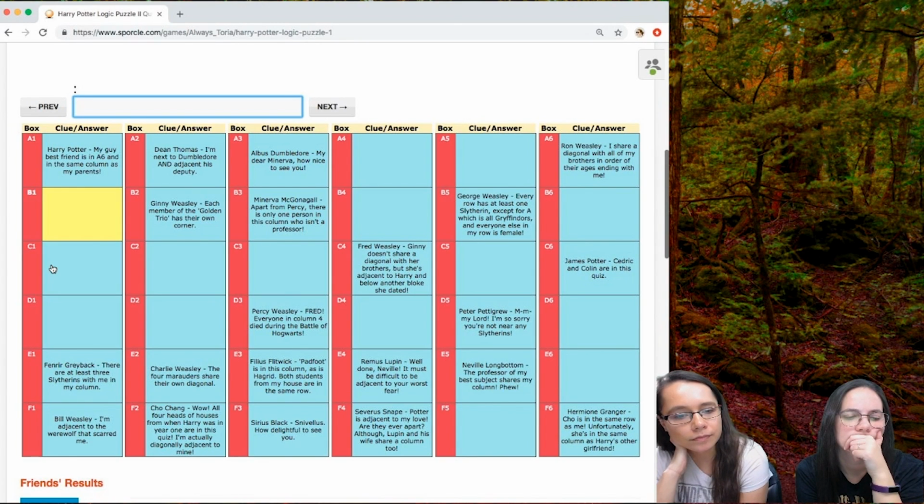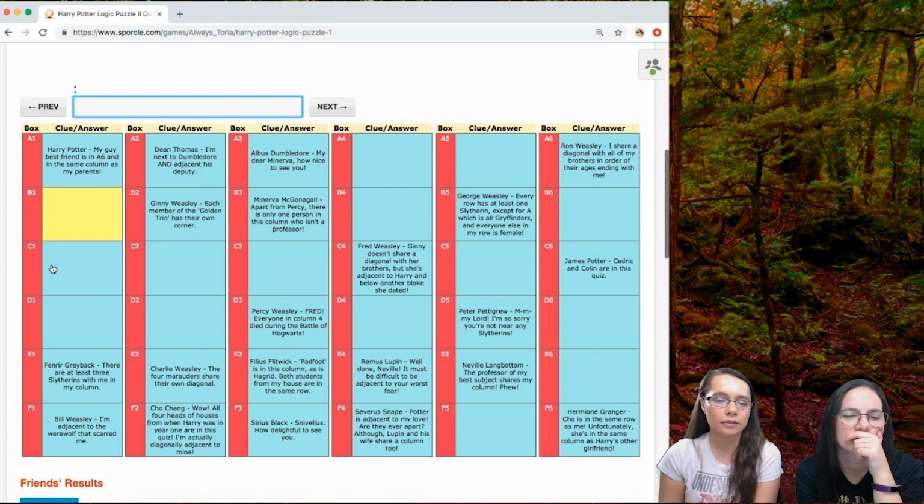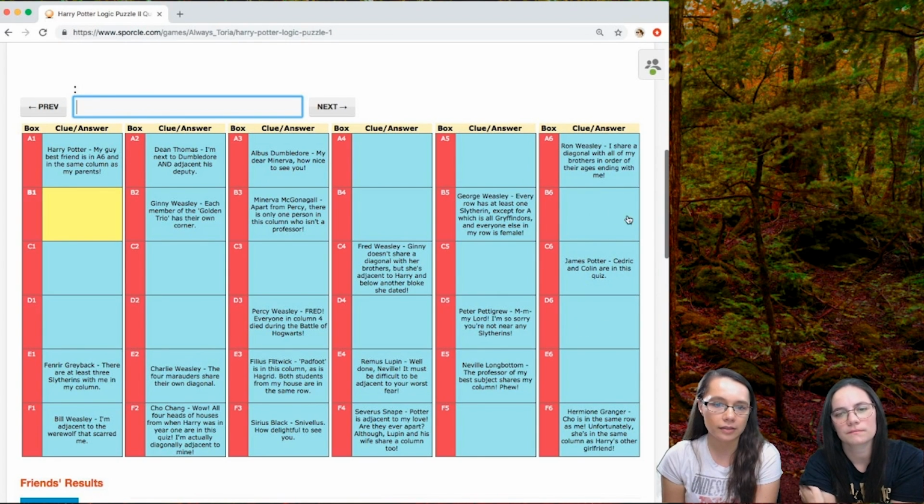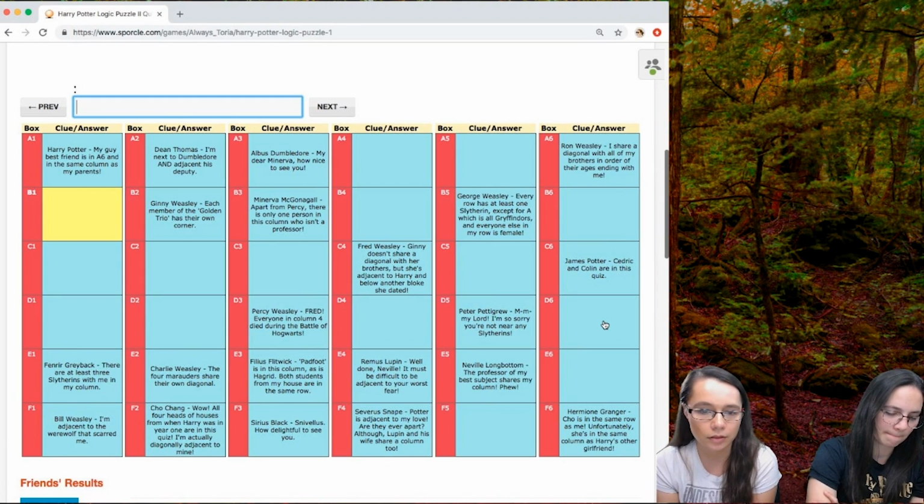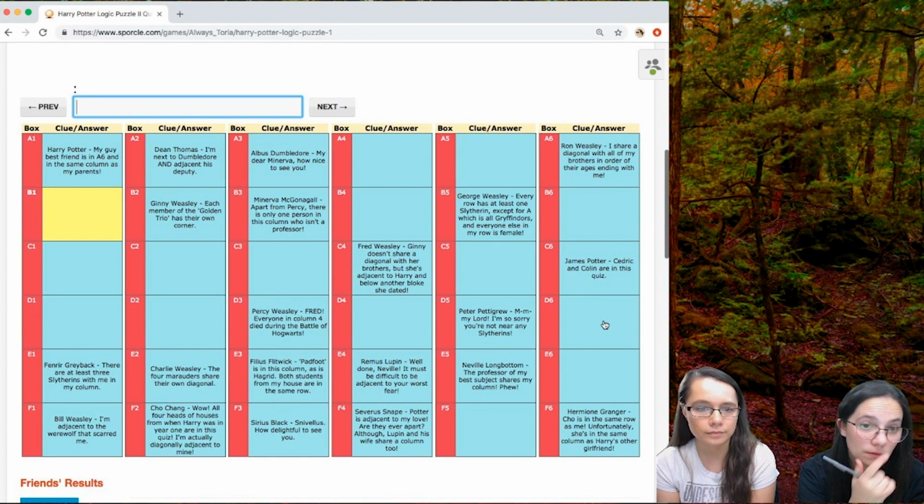Potter is adjacent to my love. So that means... who said Lily, Snape. Lily has to be B6 or D6, but we don't know which one. A's Gryffindors. Are there any other Ravenclaws that we know are in here? Because they would go in F5. I don't think so.